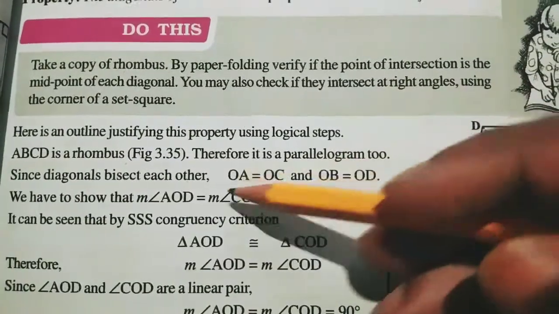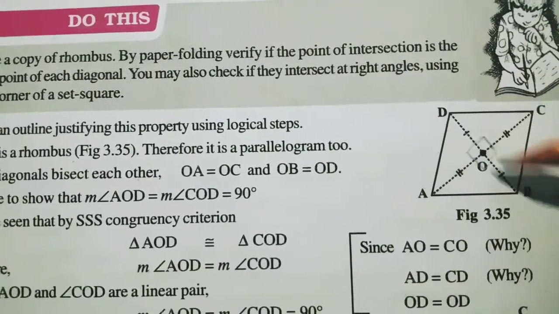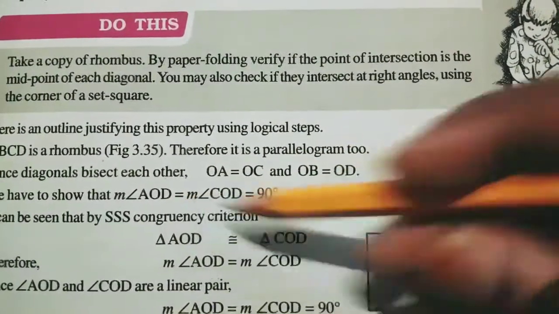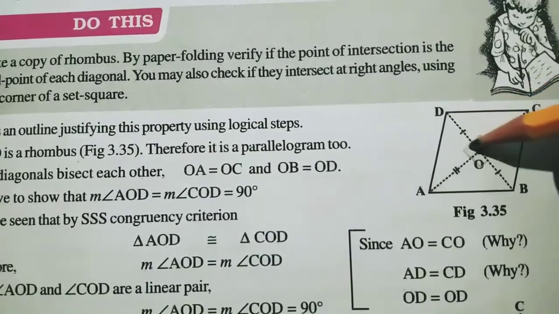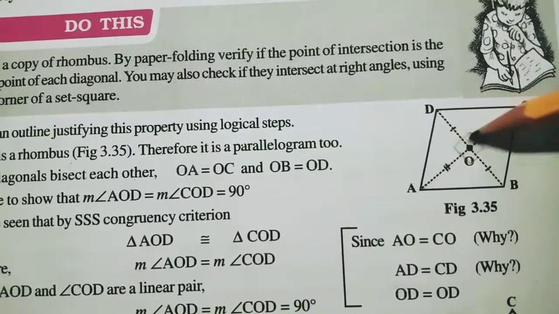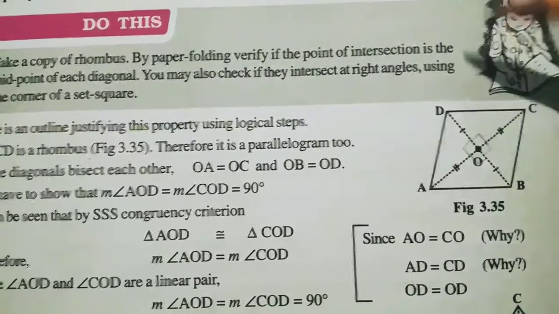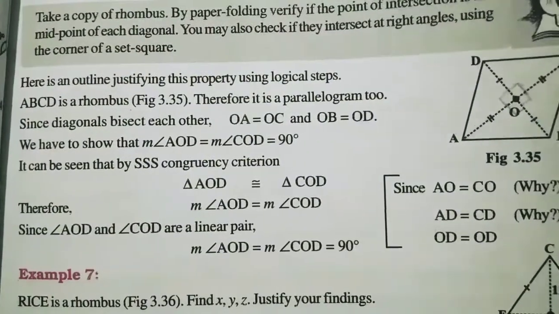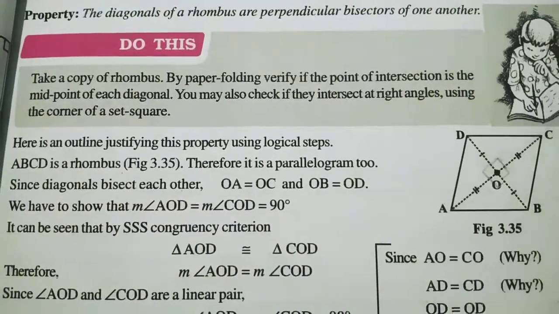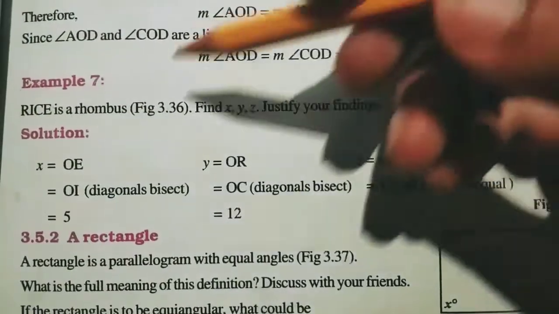Understood? So diagonals bisect each other. That means OA equal to OC and OD equal to OB. Right? But the angle is also 90 degrees. Angle AOD is equal to angle COD. Both are 90 degrees. Understood? So here also 90 degrees. AOB and BOC, all are 90 degrees. Understood? So that's why this property is called: diagonals of a rhombus are perpendicular bisectors of one another. Okay, understood? Now see the example.